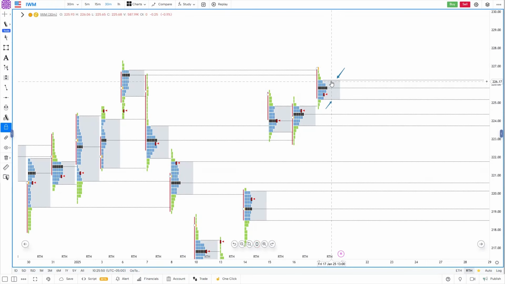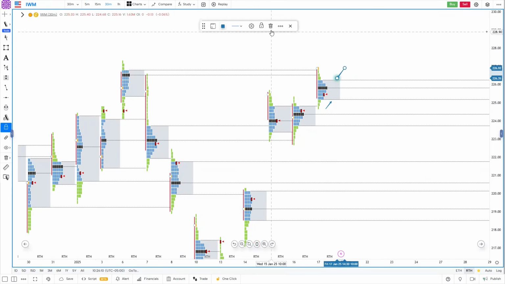We call the top of that value high and the bottom of that value low. In between that is the POC, point of control. That's where buyers and sellers agreed on price the most, and that's roughly 225.80 in this profile.